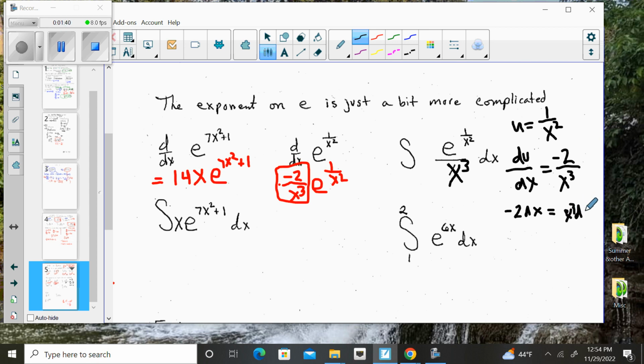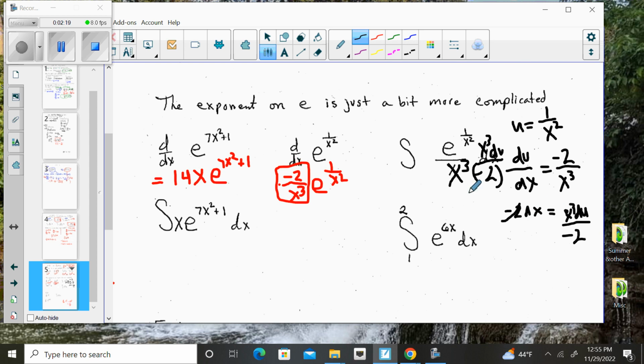And then I want to solve for dx, which means I divide both sides by negative 2. So what I end up getting is I can replace dx with x cubed du over negative 2. I'm writing it right over the top of dx because I'm replacing it. Let me put that in parentheses so it doesn't look like I'm subtracting 2 from that x cubed.